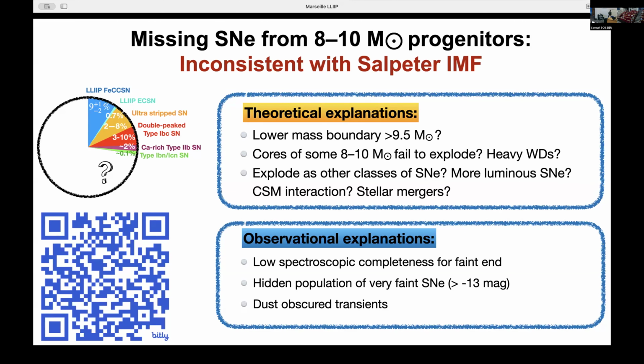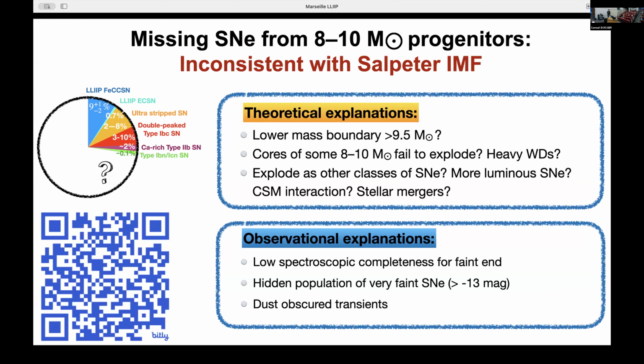On the observational side, there could be some biases. For example, we expect these supernovae to be a bit fainter, where we usually suffer from low spectroscopic completeness. It's possible that we have not yet seen some of these very faint supernovae, as ZTF is, for example, sensitive to supernovae as faint as -13 mag only up to around 20 megaparsecs. Again, this is something for which LSST would be very useful.